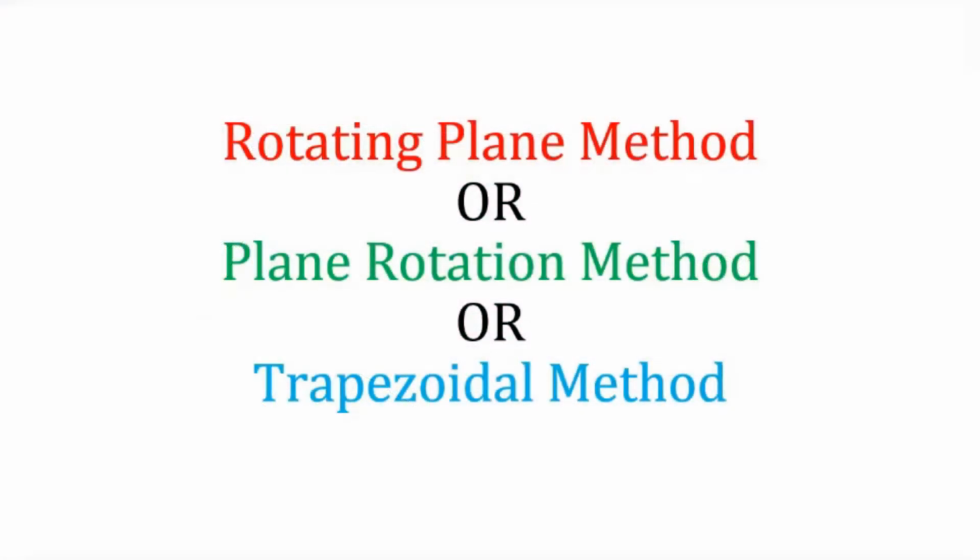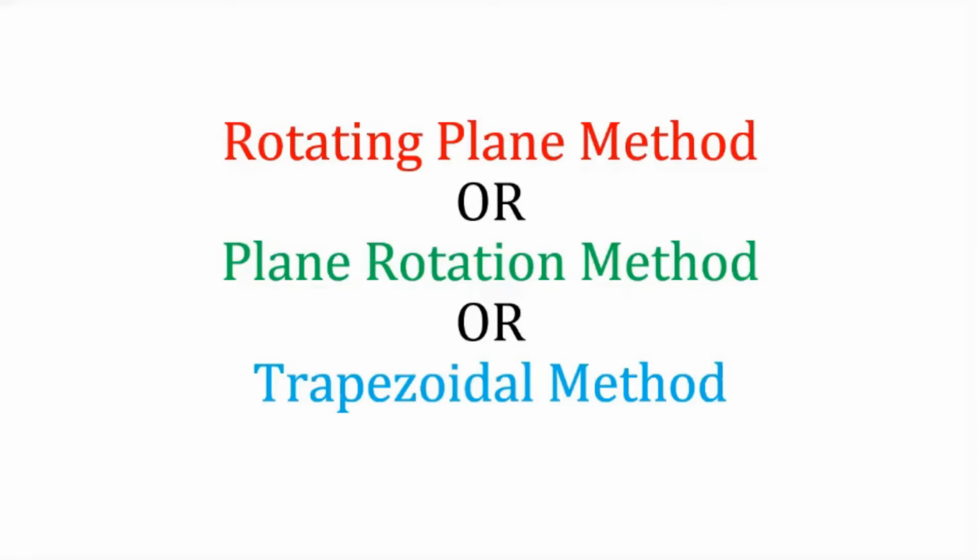In the rotating plane method, or plane rotation method, or trapezoidal method, we consider a plane which involves the front view as well as the true line, the actual line, or, for the second condition, the top view and the true line. So these two different planes will be there. We rotate these planes so that the plane coincides with our HP or with our VP, depending on which view we are considering.